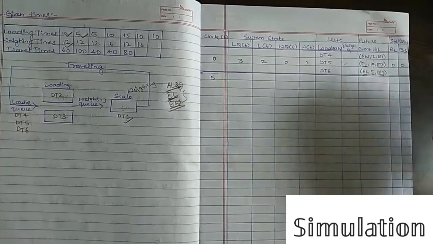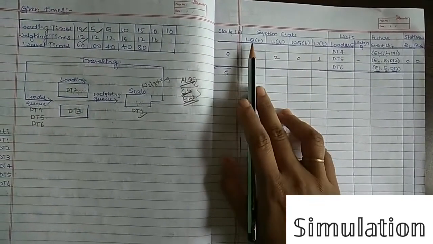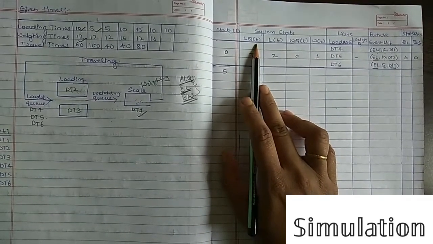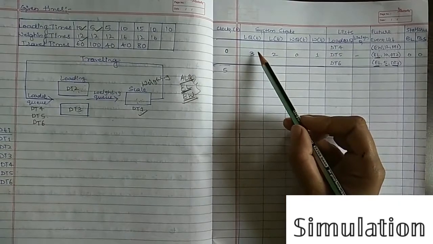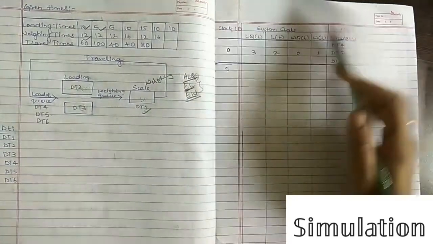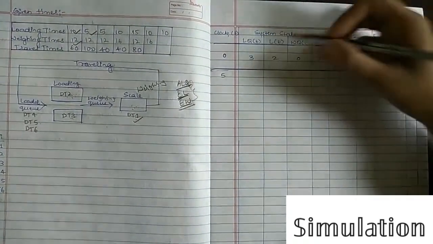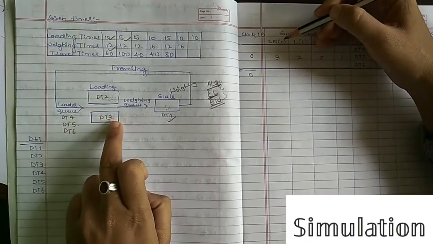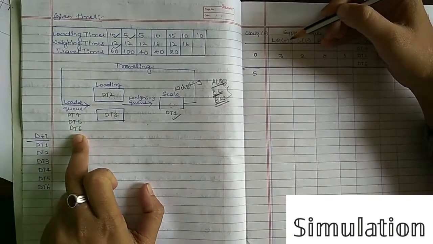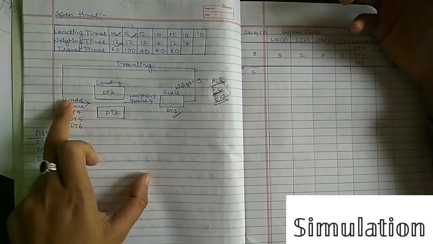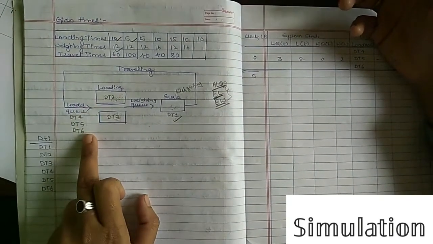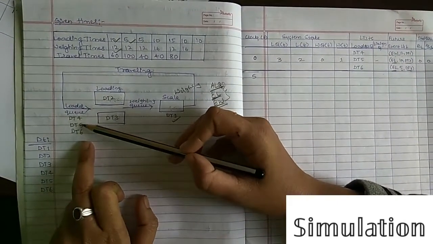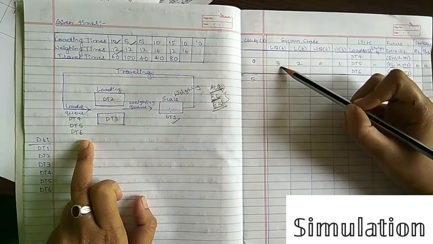Next, after the event list, let us come back to the queues here. What is LQ of T? LQ of T tells you how many trucks are waiting in the loading queue. See, DT1, 2 and 3 are in service. What can 4, 5, 6 do? They have to wait in the loading queue. So there are 3 trucks in the loading queue, that is what I have written here.